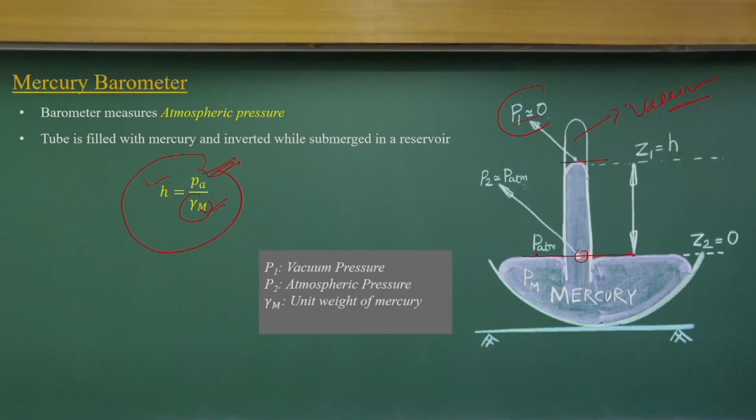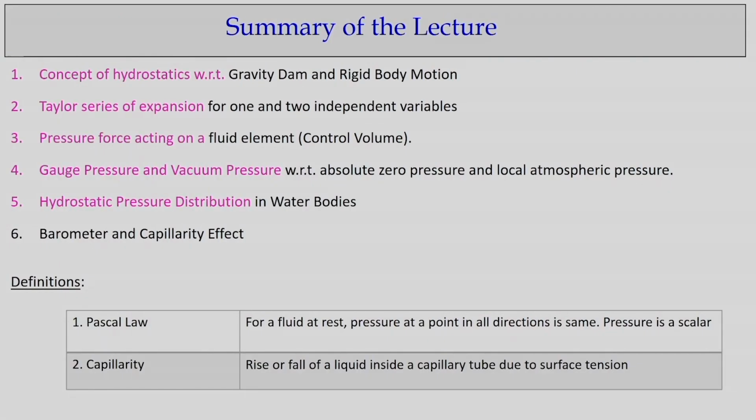That is the reason we measure atmospheric pressure, and what we can use is the mercury barometer. Nowadays there are electronic versions of pressure measurement devices available, but mercury barometers work on a very simple concept using capillarity only. Here we use mercury, whose unit weight is 13.6 times larger than water, so H becomes smaller, and we can measure the height and find out the atmospheric pressure.